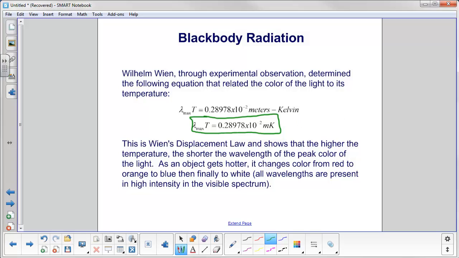It's meters Kelvin. This is called Wien's displacement law, and basically it shows that the higher the temperature, the shorter the wavelength of the peak color of the light. Right? We have a constant over here, so as temperature goes up, in order to keep this side constant, the wavelength has to go down. So this shows that the object will change color from red to orange to blue and then finally to white. And basically what white is, all wavelengths are present in high intensity in the visible spectrum. So it's not infrared, it's not ultraviolet, it's stuff that we can see.